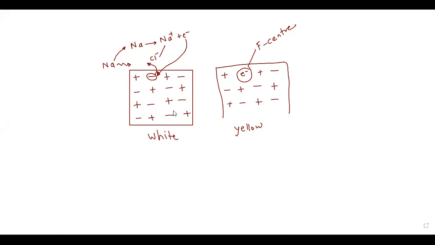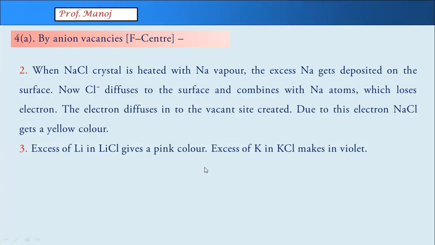One or two more examples for your remembering. Excess of lithium in LiCl produces pink color. Potassium in KCl produces violet color. So this was about the first defect called F center.